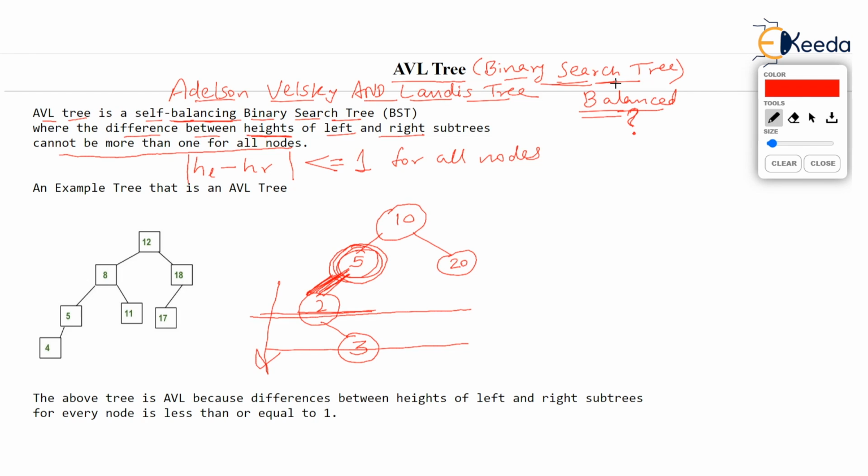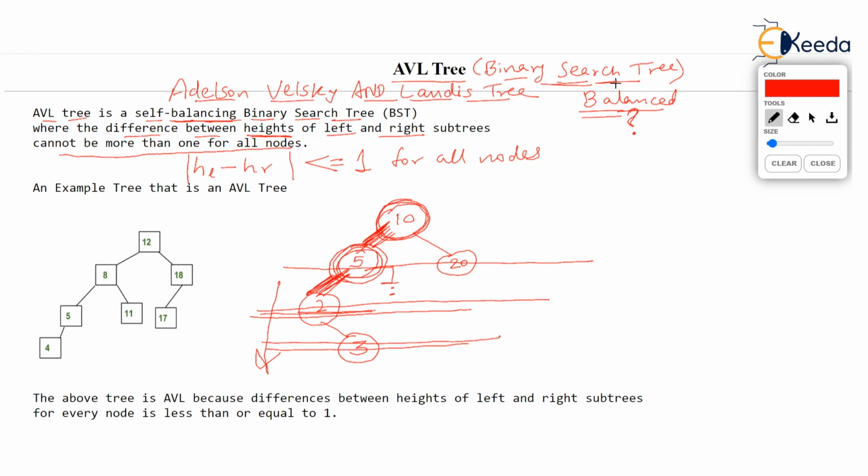What is the right height of 5? You can see that the right pointer of 5 is null. So the right height of 5 is 0. What is the left height of 10? 10 is the root. If you take this left branch of 10, how many levels deeper can you go? You have this first level, the next level, and the next level. So I can go 3 levels deeper. So the left height of 10 is going to be 3.